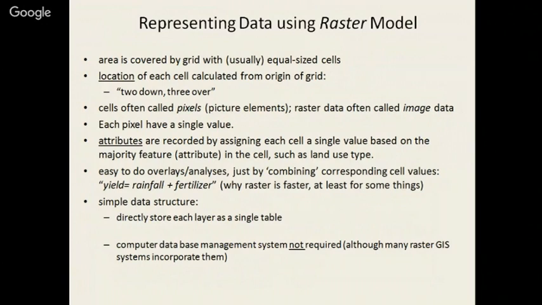So in the raster model, we store each layer as a single table, where each layer has a single kind of information, and a computer database management system is not required. This is one of the important characteristics of the raster model. A raster model in itself is a kind of database management, so it's not required, while for the vector model, we need a system to record.